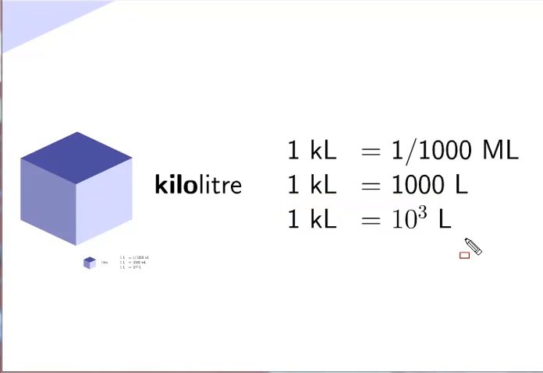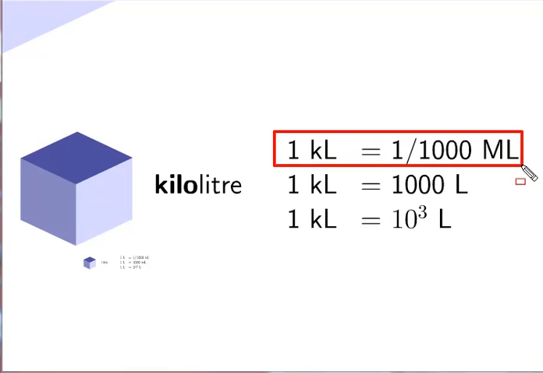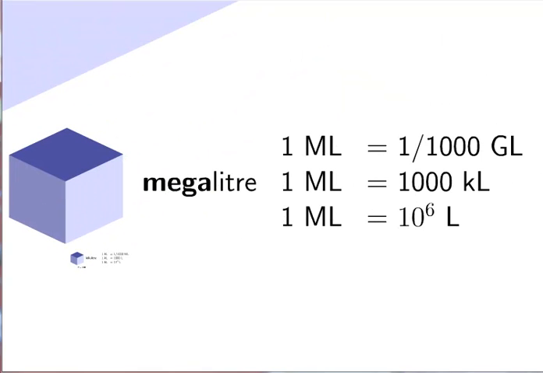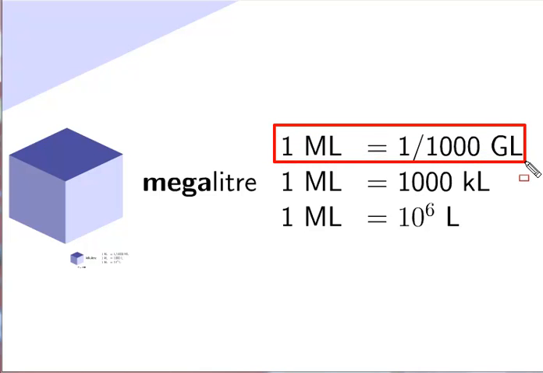But of course my kilolitre is a fraction of an even bigger measurement. It's a thousandth of a megalitre. And here is my megalitre. A megalitre is 1,000 kilolitres. If I convert that all back to litres, I can write that in scientific notation as 10 to the 6 litres.